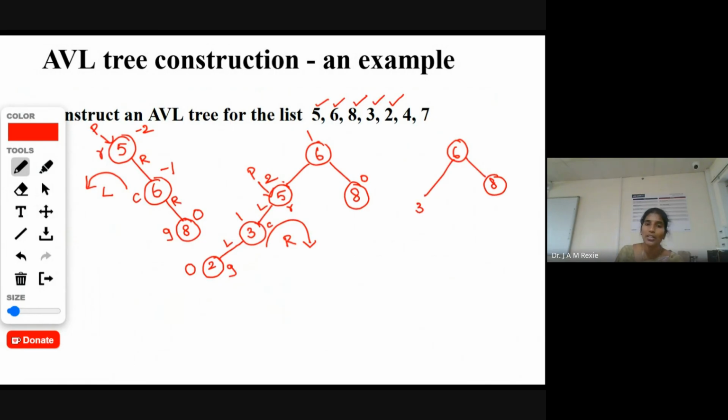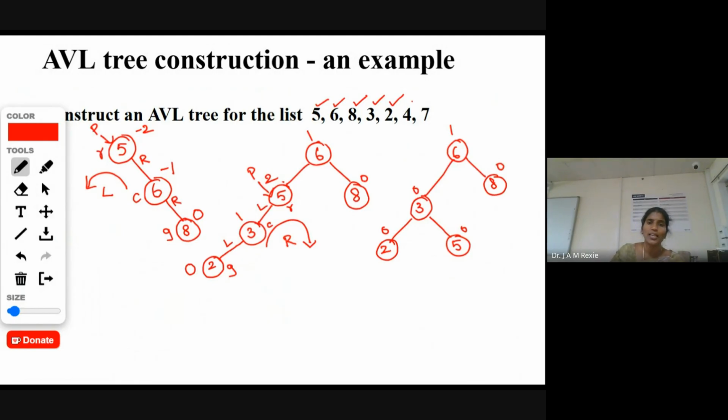So this 3 will come to the position of parent, C will take the position of R, and R will go to the right side, and 2 will remain in the same position, the left child of 3. Now the balance factors here are 0, and there is no change in the other levels. Only with respect to the pivot, the rotation has happened. So only with respect to them the balance factors will be updated, and the others will be the same.